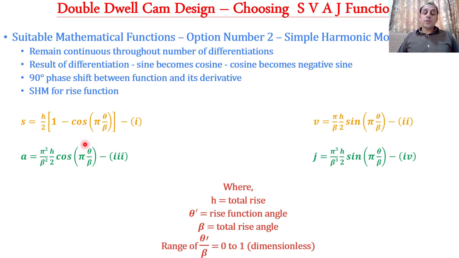These simple harmonic functions are basically one of the candidates to be used as a mathematical function for the rise and fall segments of the cam follower system or mechanism. So now we will analyze the SVAJ diagrams of this one.